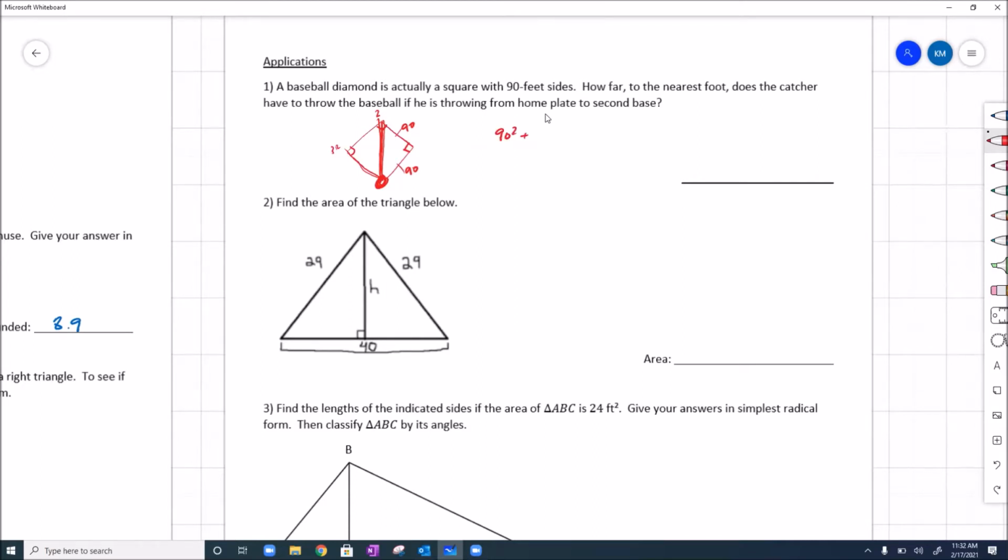90 squared plus 90 squared equals, I'll just call this x squared. I'll do that in my calculator. 90 squared plus 90 squared gives us 16,200. Take the square root of that, and that gives us 127.3. To the nearest foot, 127 feet.